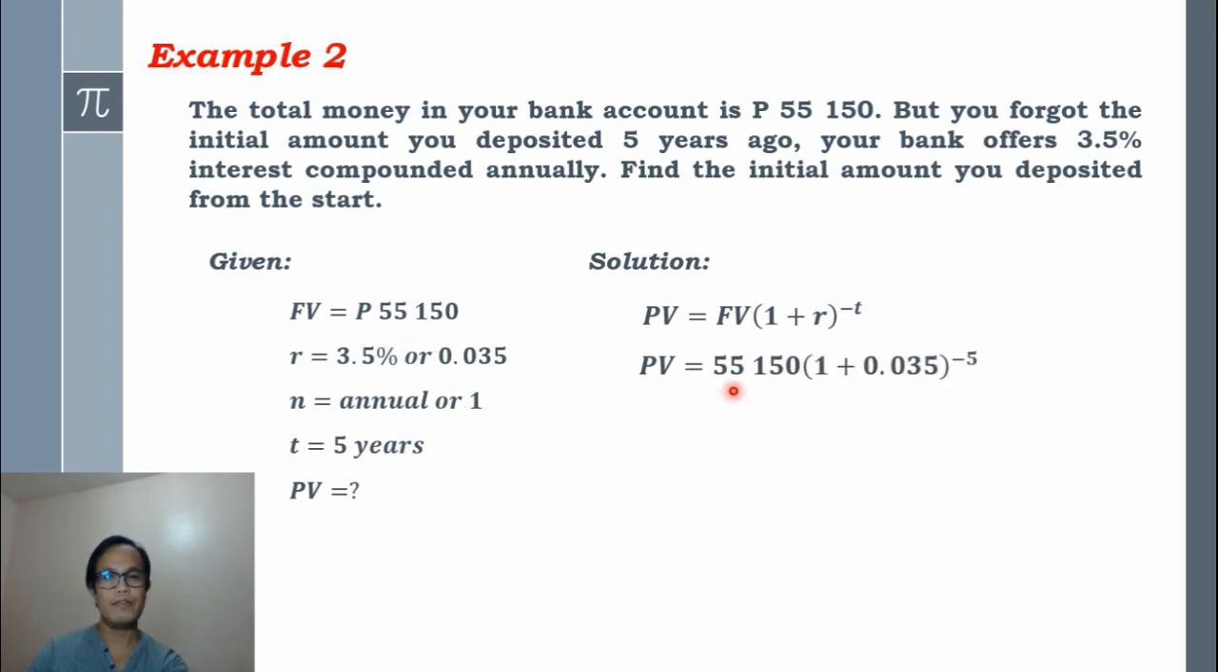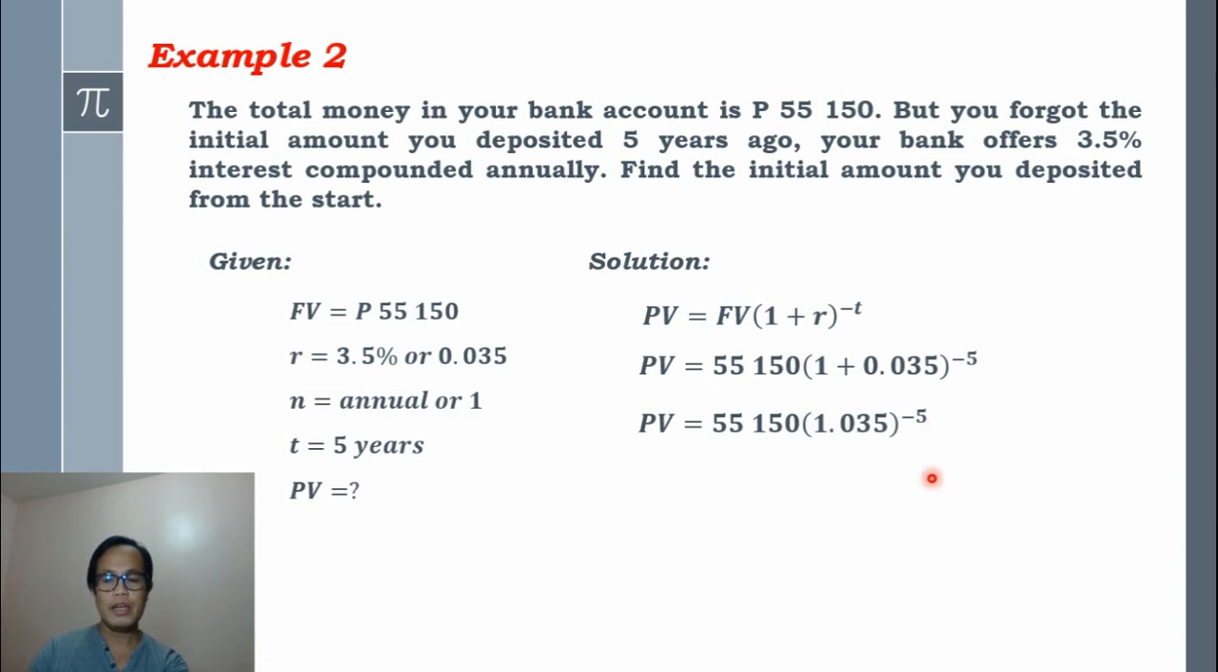So we will have 55,150 times 1, the constant, plus our rate is 0.035. And our time in years is 5. Then this is negative, so that's why this is negative 5. Then we simplify, we add this number, 1 plus 0.035, that would give us 1.035. We just simply copy the future value, 55,150. Then we raise this number to negative 5.